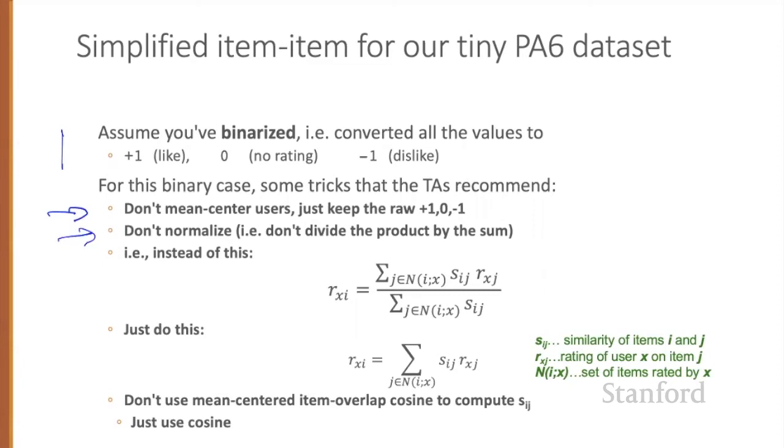So when we're computing our rating of user X on item I as the sum over all the similar items J of our rating on J, weighted by the similarity between I and J, and then normalized, don't do the normalization. And finally, don't use mean-centered item overlap cosine to compute the similarities, just use plain old cosine.